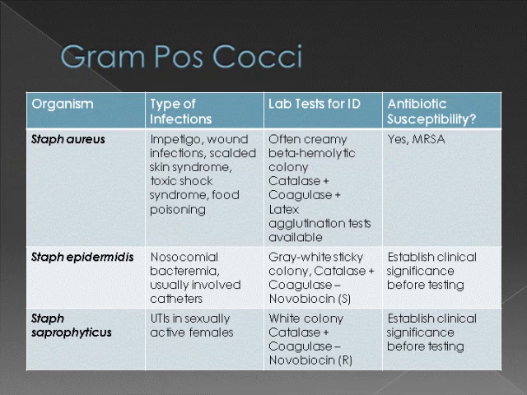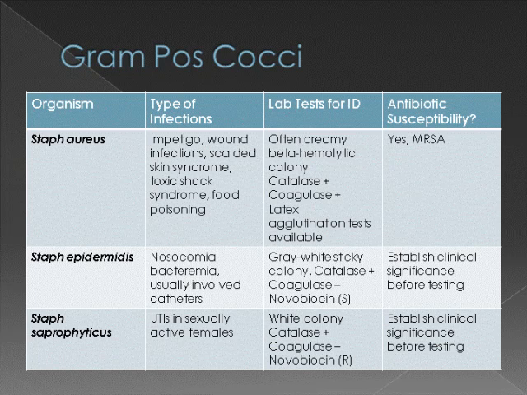Okay, first we have Staph aureus. Types of infections caused by Staph aureus include impetigo, wound infection, scalded skin syndrome, toxic shock syndrome, and food poisoning. The colony appears often as a creamy beta hemolytic colony on blood agar. It is catalase positive, coagulase positive, and there are latex agglutination tests available for Staph aureus as well. Antibiotic susceptibility is warranted because MRSA, or methicillin-resistant Staph aureus, has become more and more common.